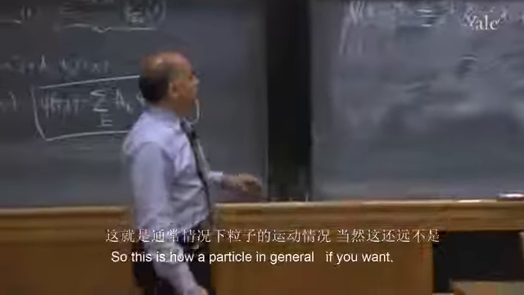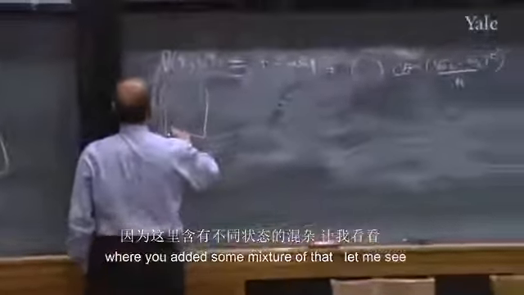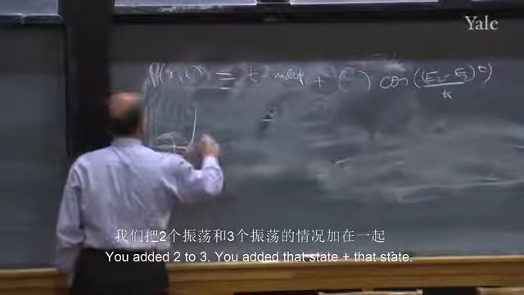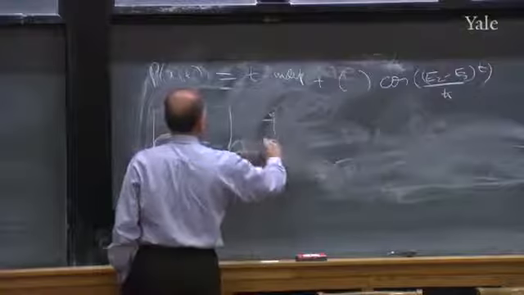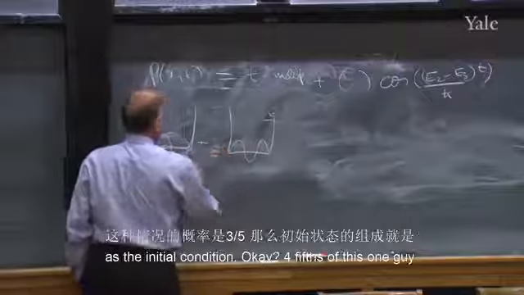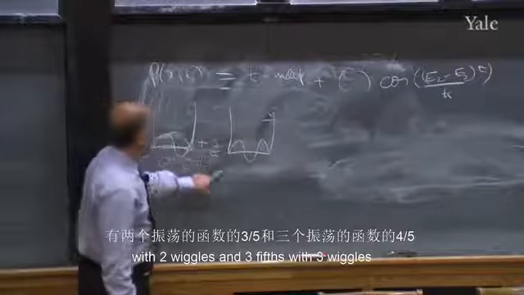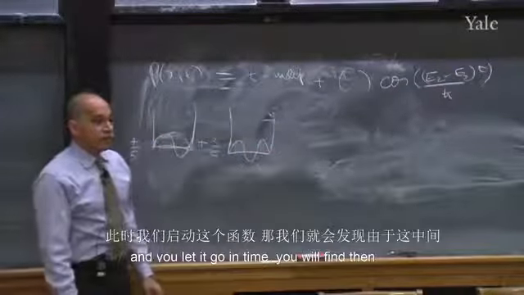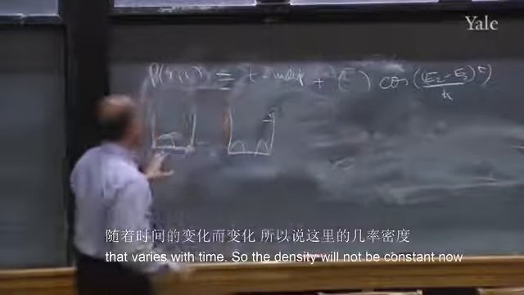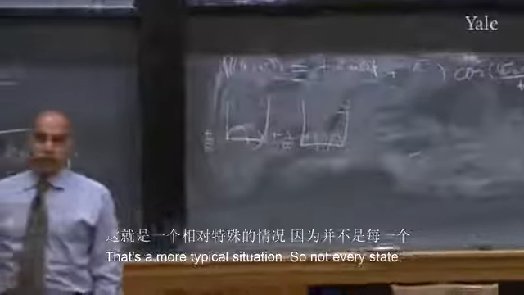So this is how a particle in general, not the most general one, but a reasonably general case, where you added some mixture of that. Let me see, you added 2 to 3. You added that state plus that state. You added 4/5th of that times 3/5 of that as the initial condition. Okay, 4/5 of this one guy with 2 wiggles and 3/5 with 3 wiggles, and you let it go in time. You'll find then if you add these time dependencies, there'll be a part that varies with time. So the density will not be constant now. It'll be sloshing back and forth in the box. And that's a more typical situation.